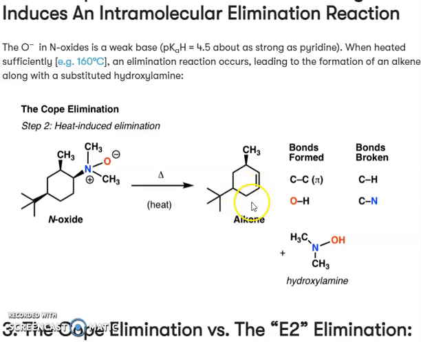So in this alkene, bond formed: carbon-carbon pi bond, this one, and the OH bond. Bonds broken: C-H and C-N. So friends, this is the alkene and this is the hydroxylamine.